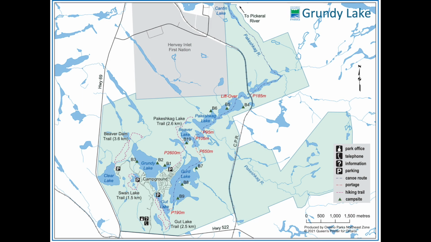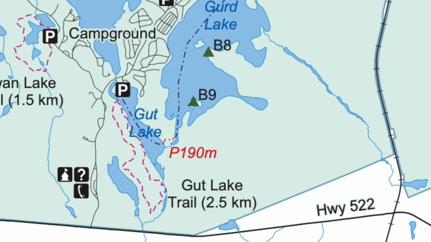This backcountry map will allow us to see the whole Gut Lake Trail. It is a fairly flat 2.5 kilometer loop. It's not a difficult trail, but there are a lot of roots and rocks, as well as some small hills.